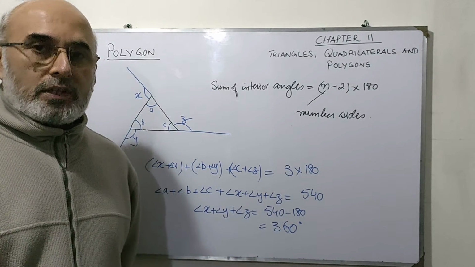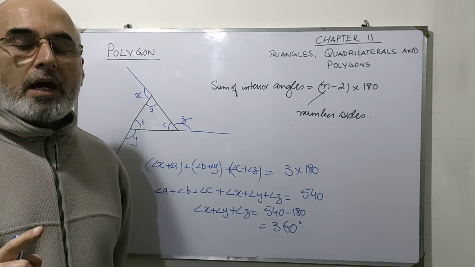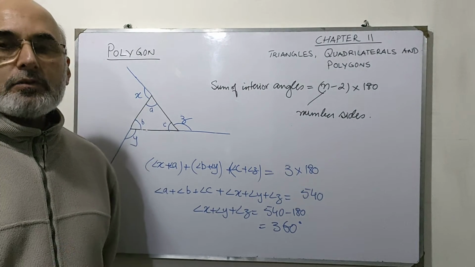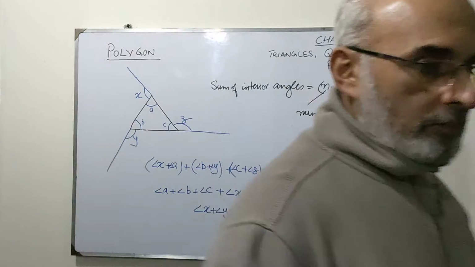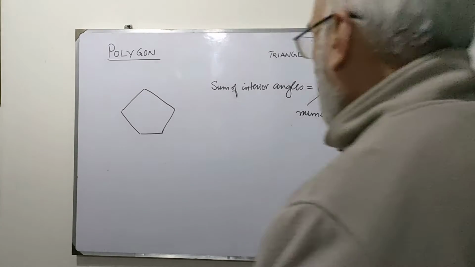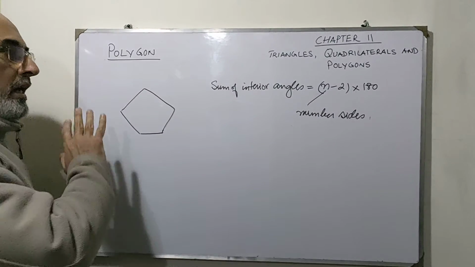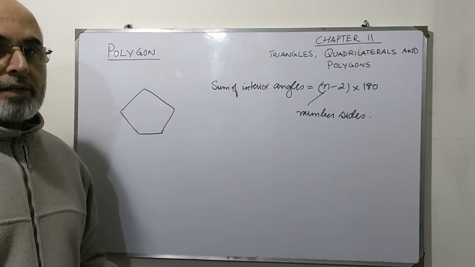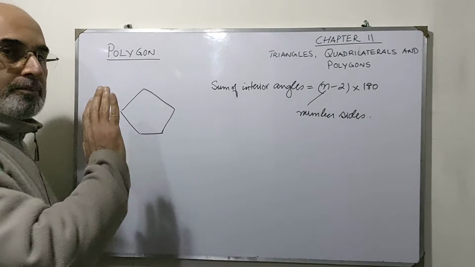To generalize this, let's take another figure. I'm going to take a pentagon, and let's see what is the sum of exterior angles of the pentagon, and then we'll generalize this, okay? Okay, I have a pentagon now, right? 5 sides. And we know that with this formula we can calculate the sum of interior angles. Now I need to know the sum of exterior angles for the pentagon.